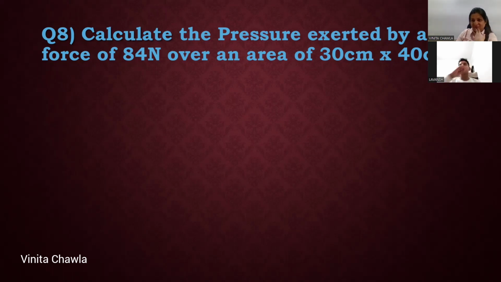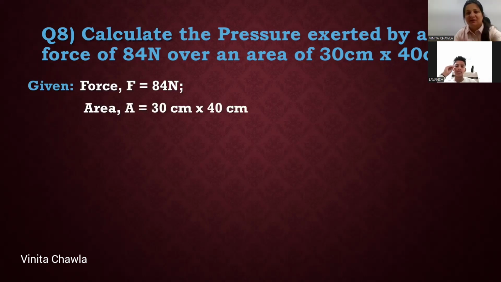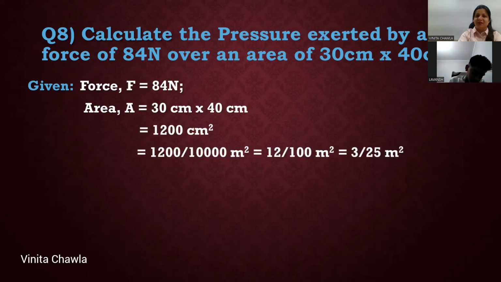1200 centimeter square divided by 10,000 will be 12 by 100. So force is 84 Newton and area is 1200 centimeter square. Dimensions are given. So we'll divide this by 10,000 to get it in meter square. So you can also simplify it because we're getting 12 by 100. We can simplify it because both are multiples of 4. You can see 4 threes are 12 and 25 fours are 100, right? Yes. 3 by 25 meter square.